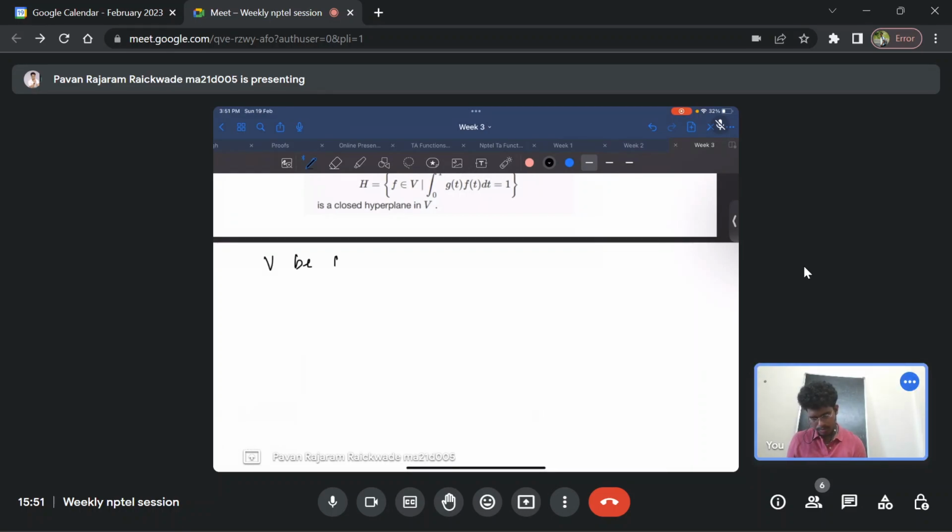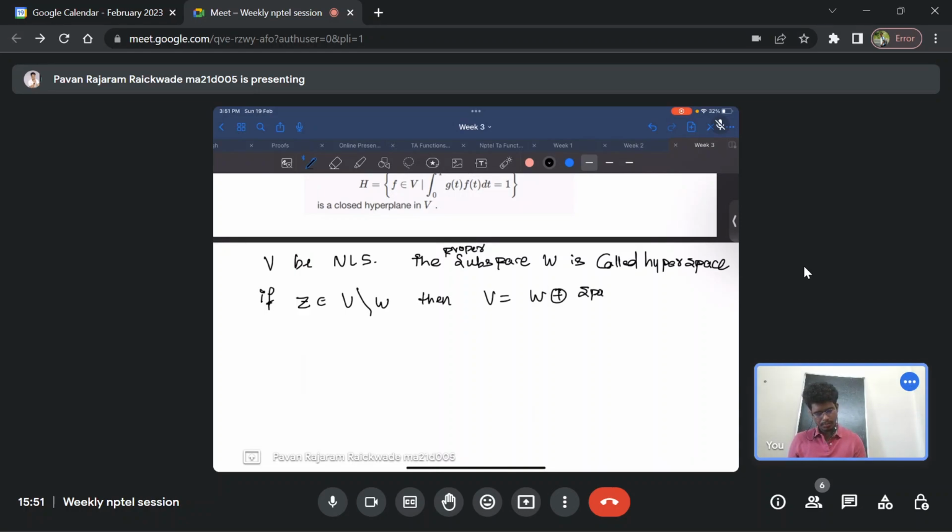V being a linear space, the subspace W is called a hyperspace if, W being a proper subspace of course, for any Z belonging to V minus W, V equals W direct sum span Z. This is one definition.